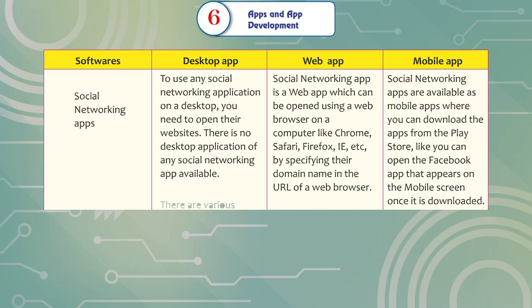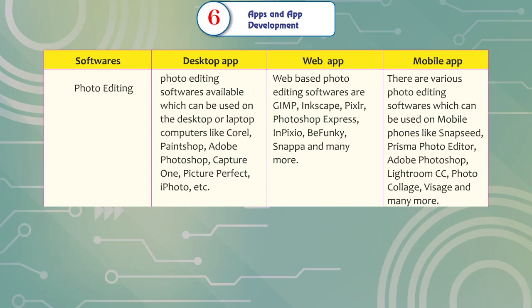Social networking apps are available as mobile apps where you can download the apps from the Play Store, like you can open the Facebook app that appears on the mobile screen once it is downloaded. Photo editing: there are various photo editing softwares available which can be used on the desktop or laptop computers like Corel, PaintShop, Adobe Photoshop, Capture One, Picture Perfect, iPhoto, etc.